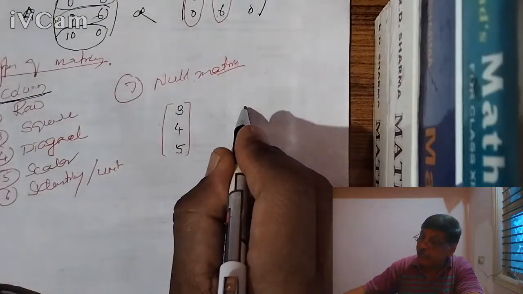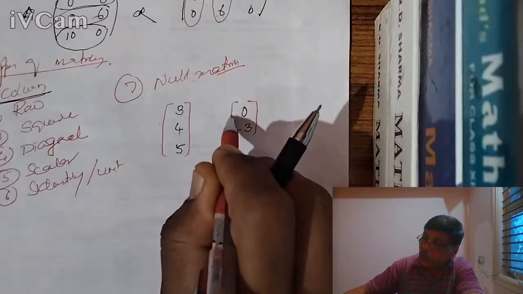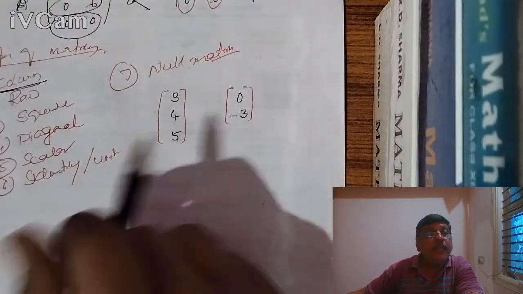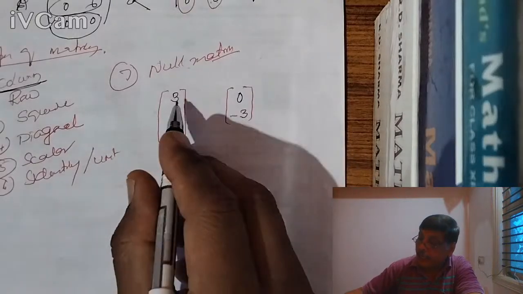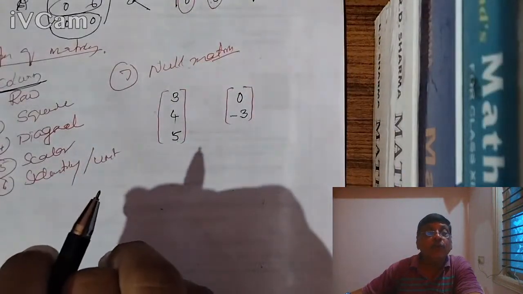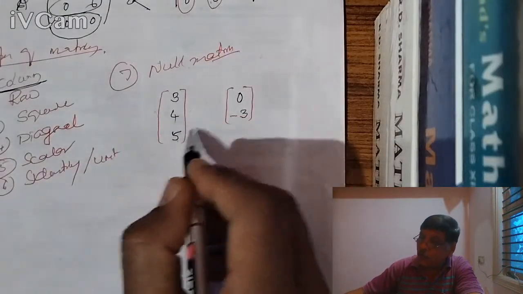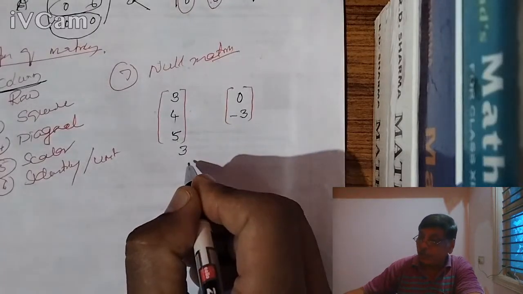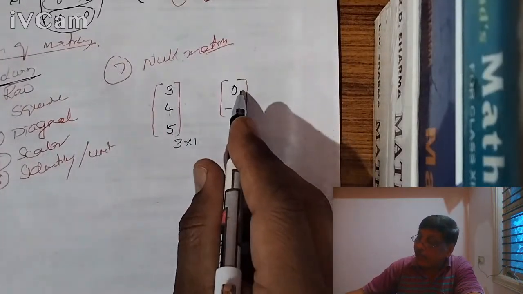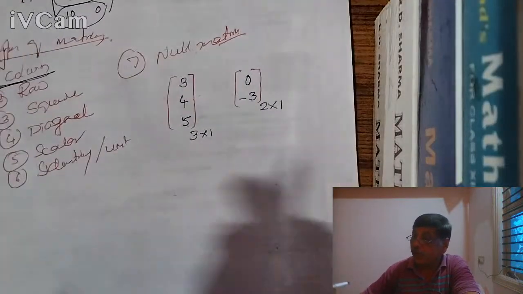One more example, that is 0, minus 3. In this matrix also we have only one column. These are two examples of column matrices. Then what is the order? When we define order, we have to focus on the number of rows and the number of columns. Here we have row 1, row 2, row 3. There are 3 rows, yes or no? And only one column. The order of the matrix is 3 into 1. For the second, the order is 2 into 1. Okay, got it here?